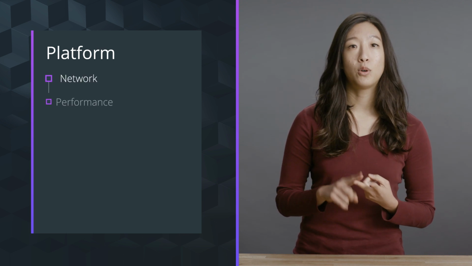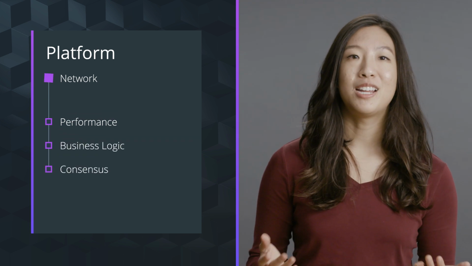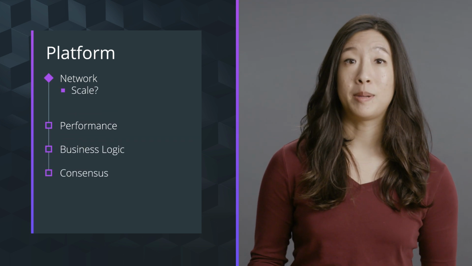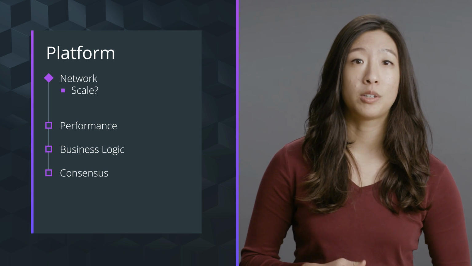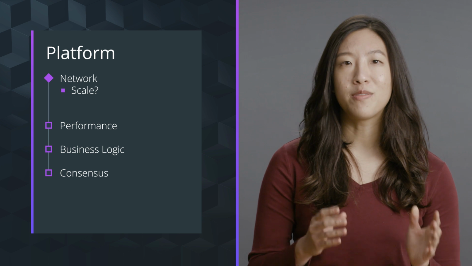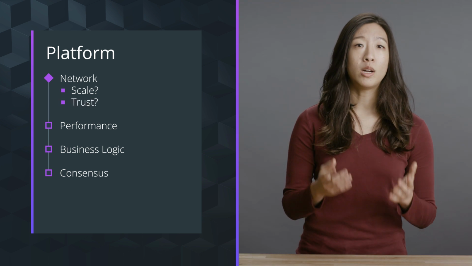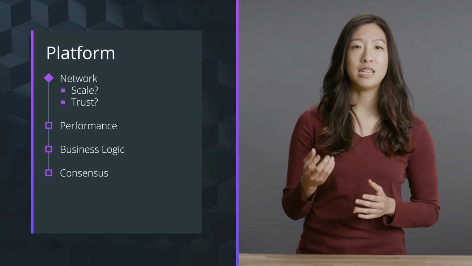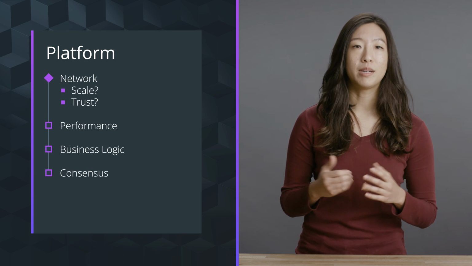Let's look at the platform decisions. The core metrics that will help us narrow down on the platforms will be network, performance, business logic, and consensus. First, network. What scale are we expecting? And how many participants do we expect to interact with in this solution? Will it be hundreds of thousands of users or just a small handful? Also, do we want or need to know the participants in the network? Or can we trust them without knowing everything about them?